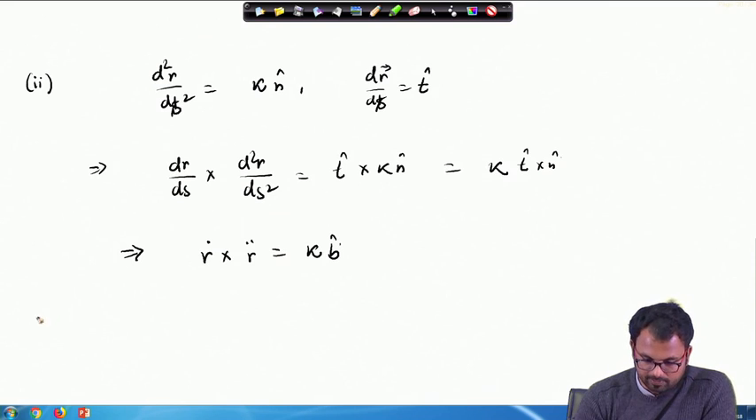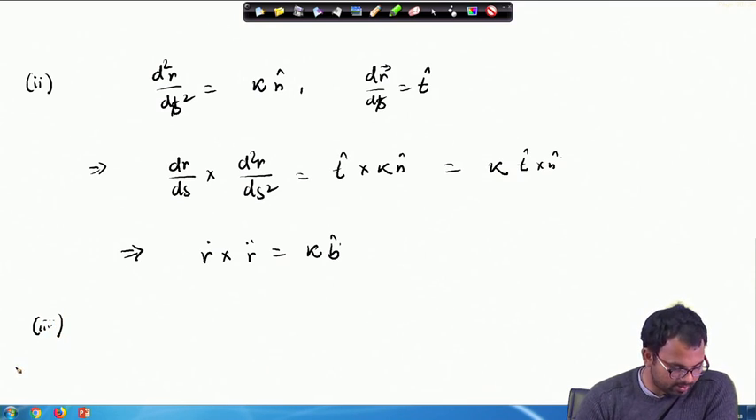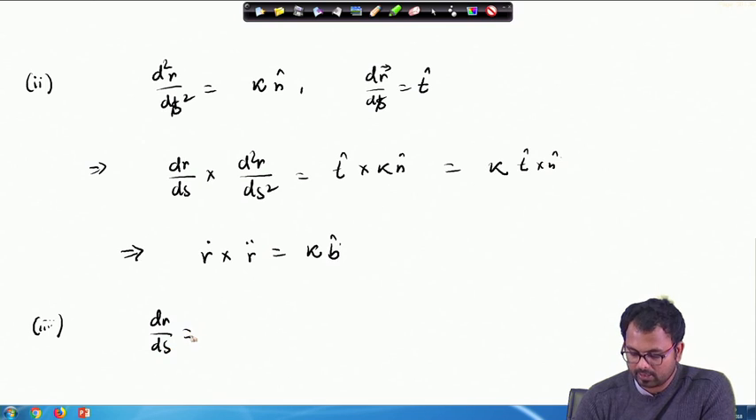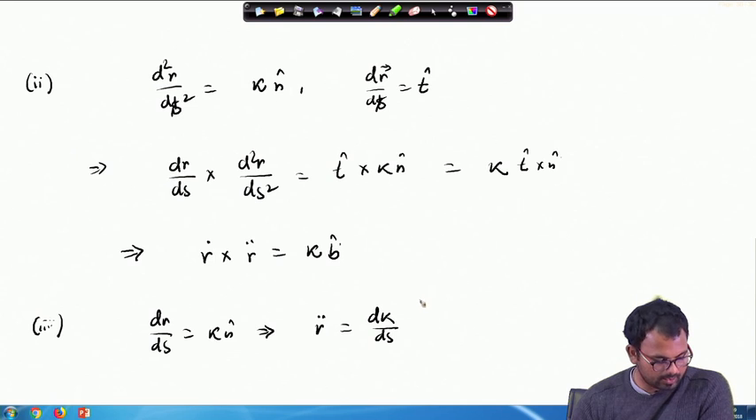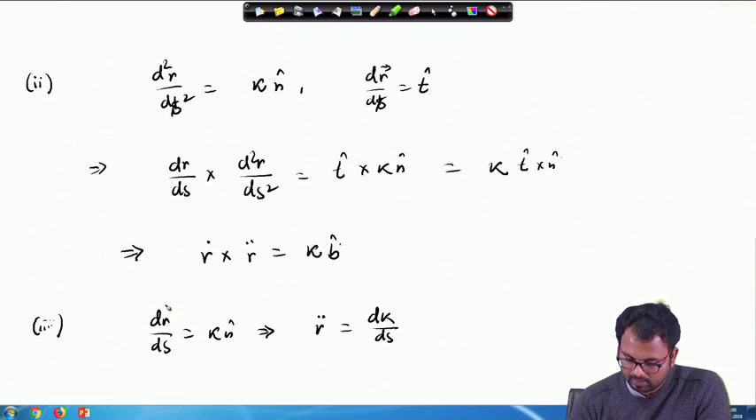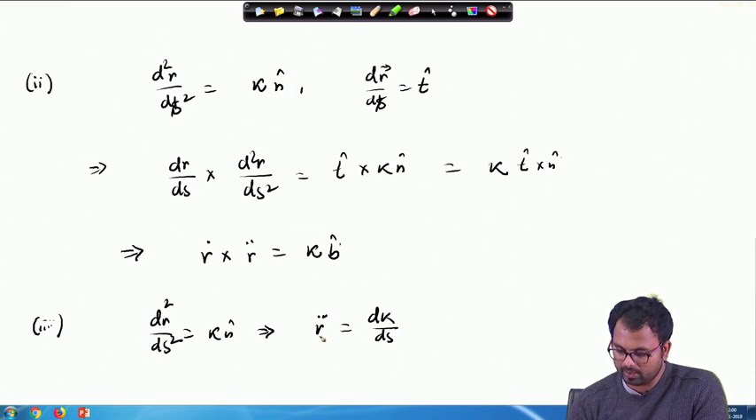Now, the third relation is r triple dot. We know that dr/ds equals kappa times n, so I can differentiate twice. dr/ds is basically t, and d square r by ds square is kappa times n. So, d cube r by ds cube is dk/ds times n cap plus kappa times dn/ds.